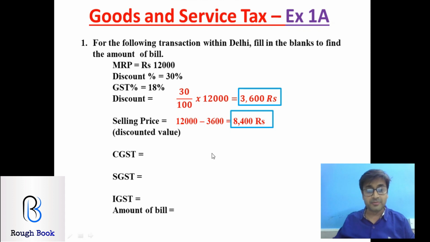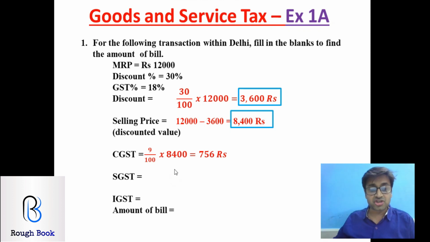And then the amount of bill will be this amount, 8,400, which is the CP of mobile, plus the CGST plus the SGST as the amount of bill. Come on, pause the video and get the answer. I hope most of you will manage to get it correct. So first 9%. Yeah, now that you're back, let's check your answers.